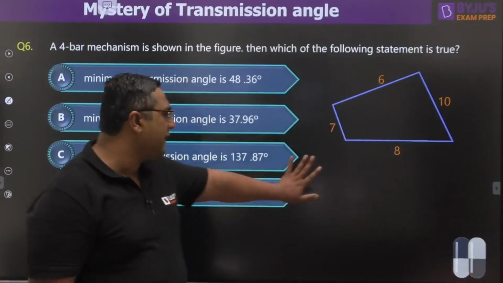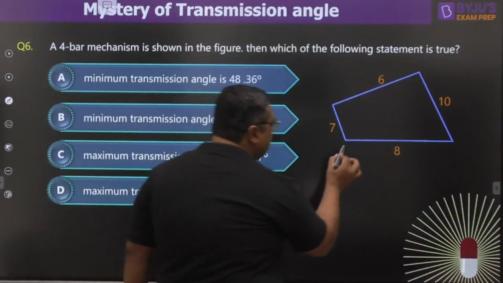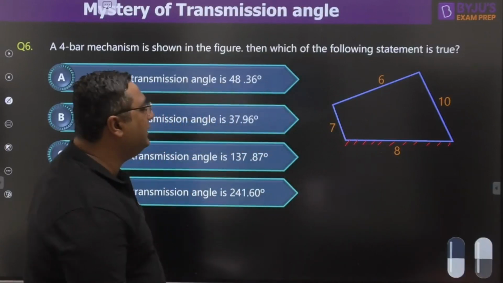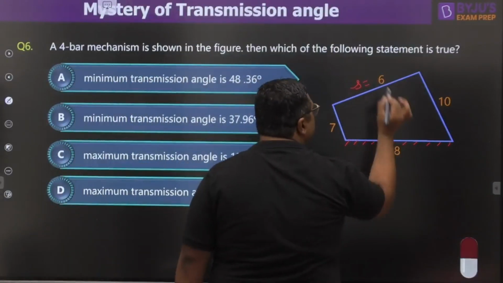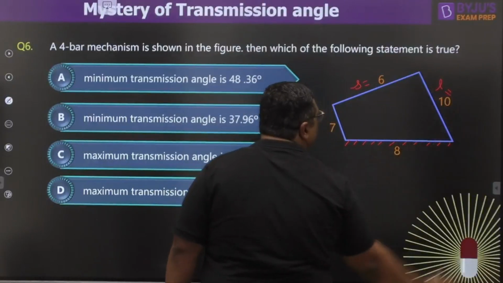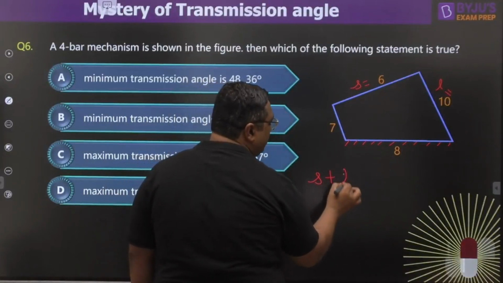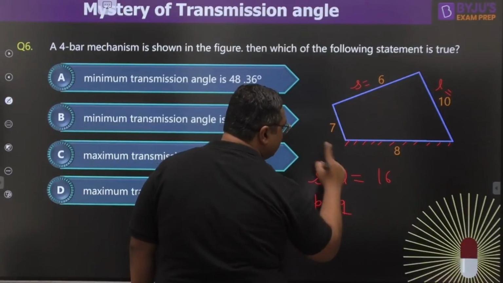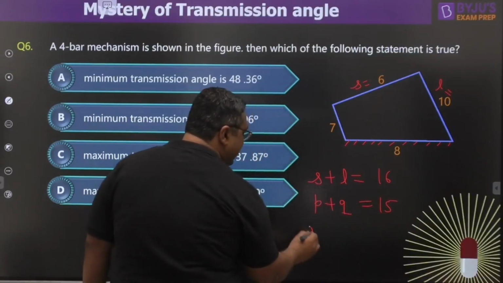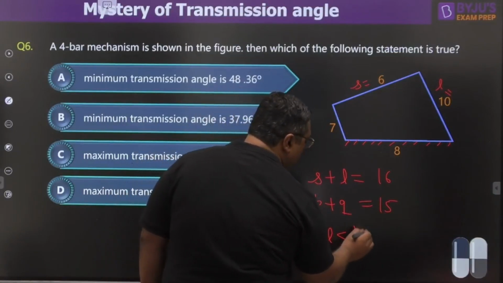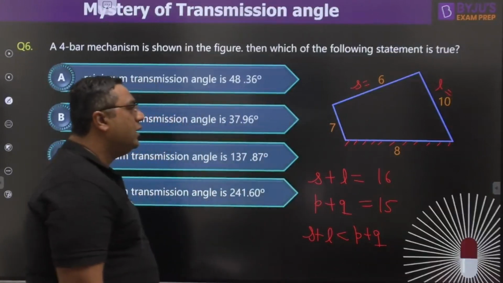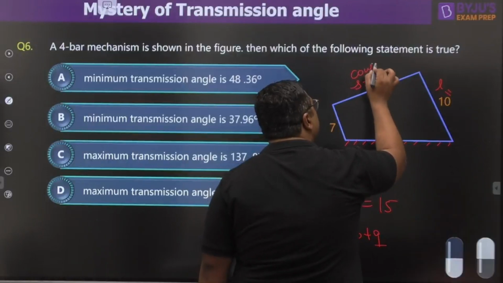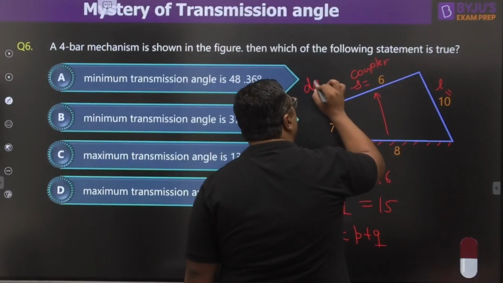This is a simple 4-bar mechanism given like this, and this link is the fixed link. If you see this, my dear, you can see that the shortest link is 6, the longest link is this. So you know that when you see S plus L, it is 6 plus 10, 16. When you see P plus Q, it is 7 plus 8, 15. It means S plus L is less than P plus Q, means Grashof's law is satisfied. But now the shortest link is nothing but the coupler. So when the shortest link is the coupler and the law is satisfied, we are going to get a double rocker.